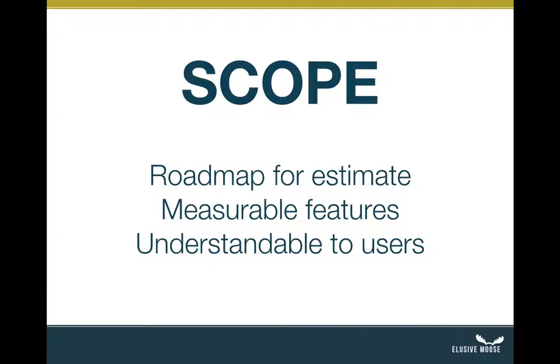It was fine back in the '80s. But the scope is the result of that discovery, right? The scope is your roadmap. It's the measurable features. It's the definition of what you're going to be doing for the customer. The scope needs to be understandable to your users. The scope shouldn't be a technical document that's only understandable to you. That doesn't mean anything to them. They need to understand how they're going to measure success, and that typically happens by understanding what the features are going to be in the software and then knowing that they're completed because they can use them.